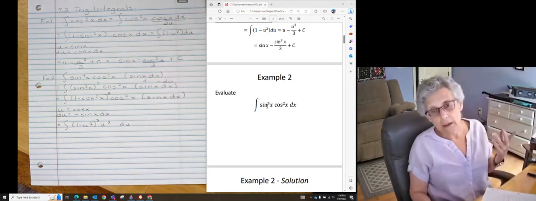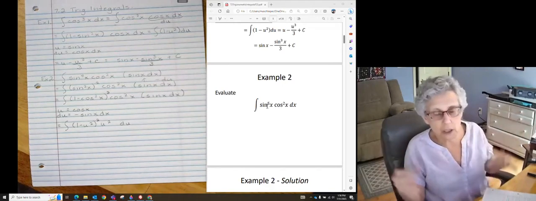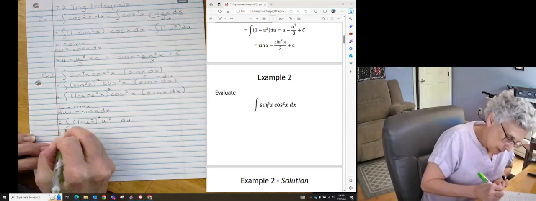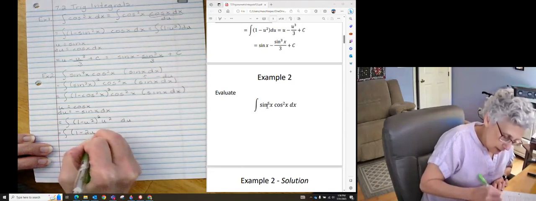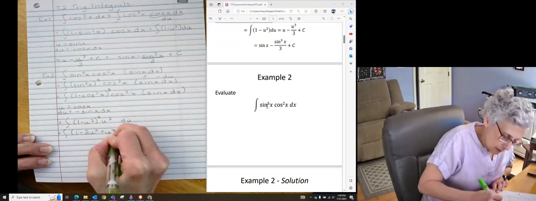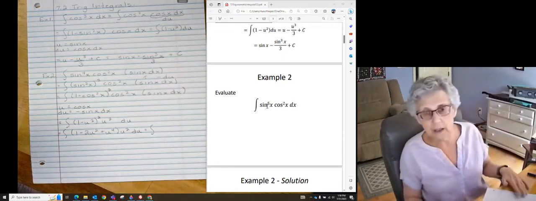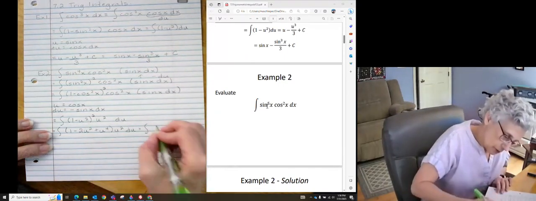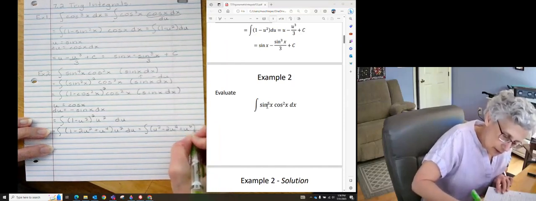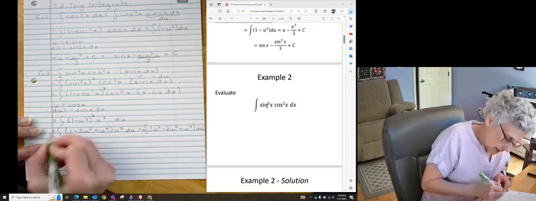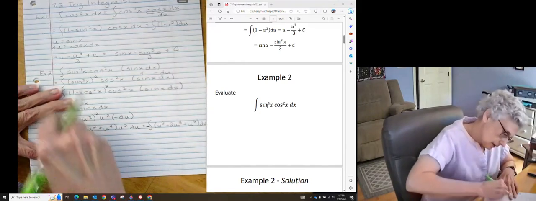times du. Now it's algebra time, because I can't do any other substituting in here. I'm just going to have to expand it all out. So 1 minus u squared, squared, would be 1 minus 2u squared plus u to the 4th power. Still have that u squared sitting outside of the parentheses. And now I'll distribute, so I have u squared minus 2u to the 4th plus u to the 6th. And I need a negative out here because this was negative du.